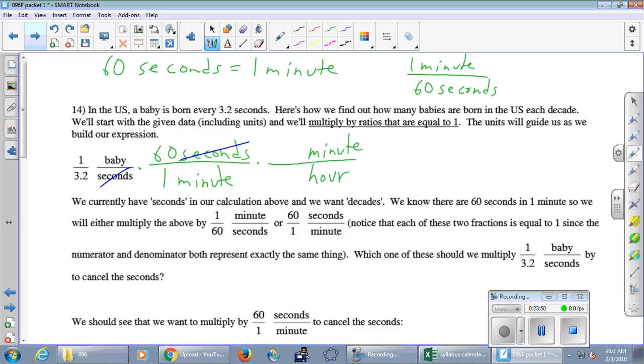hour right there. There's some fact you know about minutes and hours. 60 minutes in 1 hour. So let us write that fact like that. There are 60 minutes in 1 hour. 60 minutes equals 1 hour. Top and bottom are equal. So that's a fraction that is really just 1. And we built it in just the right way so that we can cancel minutes and minutes. And the units that remain at this moment, babies per hour. And that is getting closer to babies per decade.